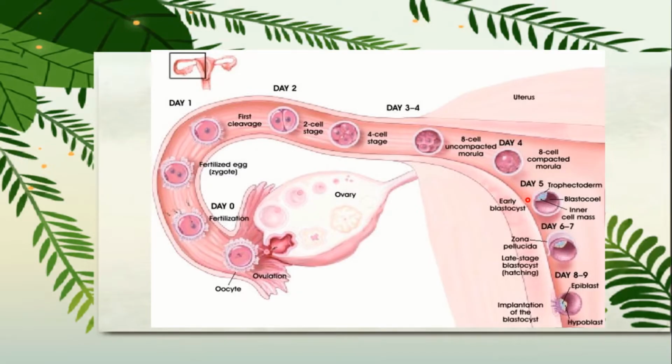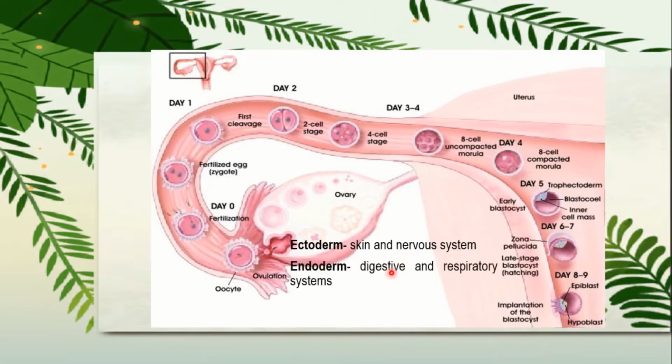So the blastocyst is made up of three layers, each one of which develops into different structures. So we have the ectoderm, that is the skin and the nervous system. We have the endoderm, that is the digestive and respiratory systems, and the mesoderm, the muscle and the skeletal system.